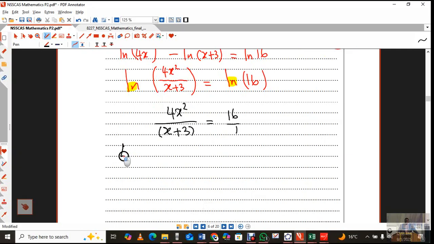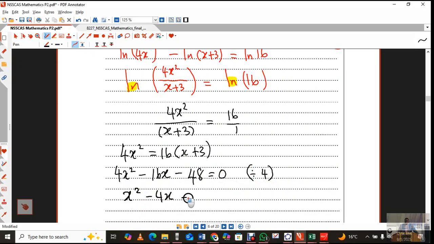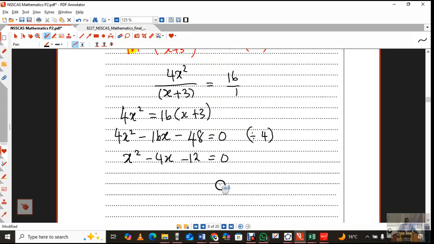Right, so cross multiply. You have 16 here, you have x plus 3, then you have 4x squared. 16 times x, bringing it over, becomes negative 16x, minus 16 times 3, and 16 times 3 is 48, so it's negative 48 is equal to 0. I can divide this equation by 4 to reduce it. I have x squared minus 4x minus 12 is equal to 0. And this should factorize.